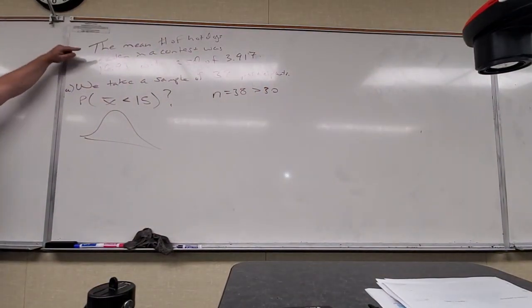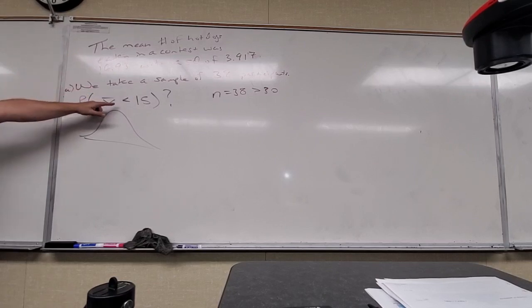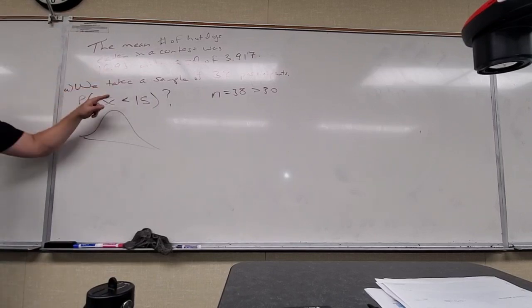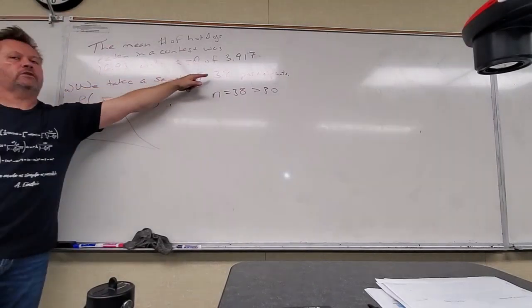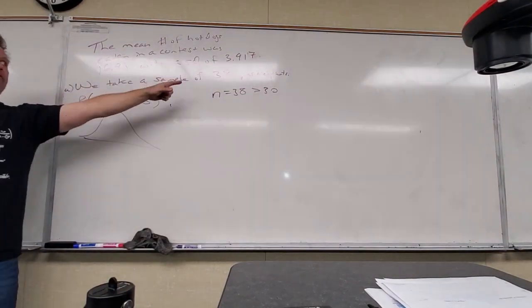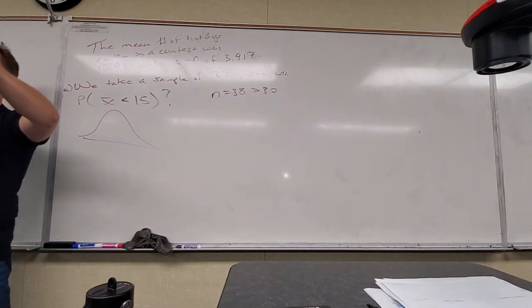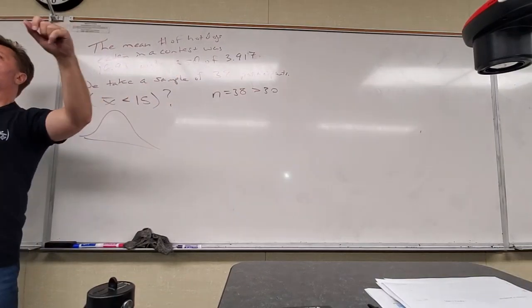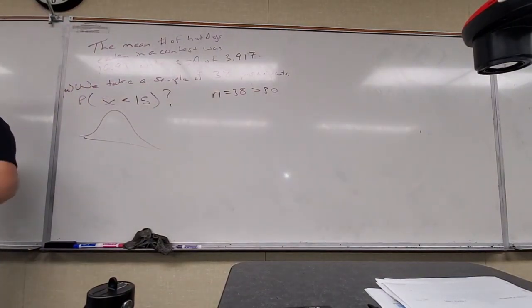If I said we pick one person, what's the probability they ate less than 15 hot dogs? You could not answer that. You have no idea because they didn't give you enough information. We don't know it's normal. I have no idea what it looks like, or where the probabilities are. But if I ask you the probability for a sample of 38 people, when I plot sample means for a group of 38, that picture will be normally distributed because n is more than 30. No matter what it started off looking like, it's going to become normal.